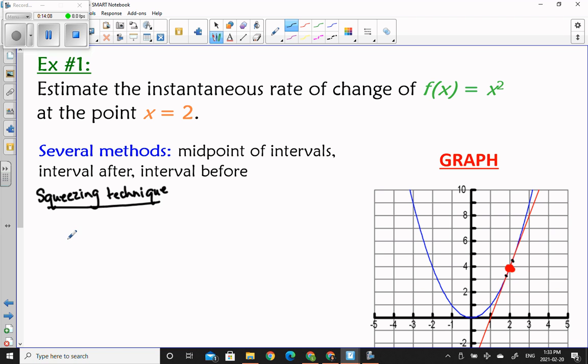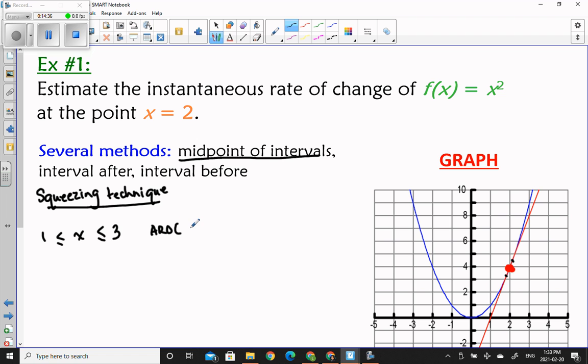So first I'm going to start with an interval, let's say between 1 and 3, and 2 is halfway between 1 and 3. So every interval I take should be equidistant from 2. If I go all the way to the left at 1, then I have to go all the way right to 3, so that 2 is in the middle of that. So I'm using the midpoint of intervals technique here, which is also called the squeezing technique. So this is my interval.